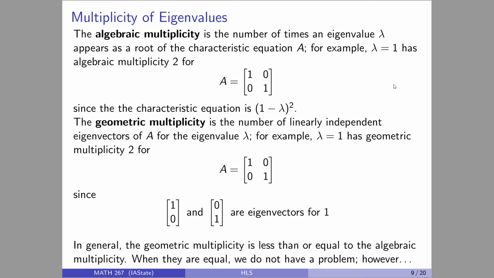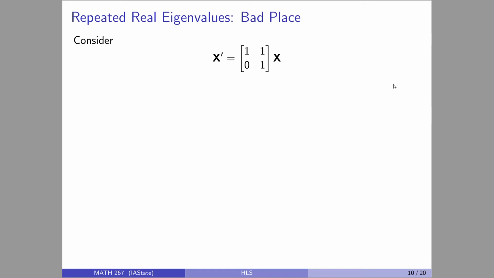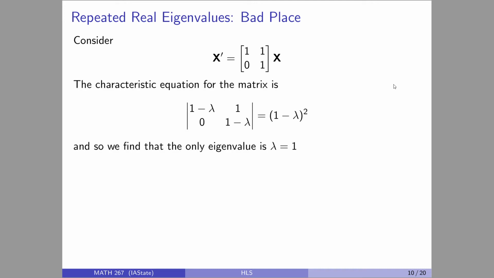So, like I noted, when they're equal, there's no problem. Because I want two linearly independent solutions, so if I have two linearly independent eigenvectors, I can make the solutions and move on. But obviously something can go wrong. Alright, let's set everything up here.